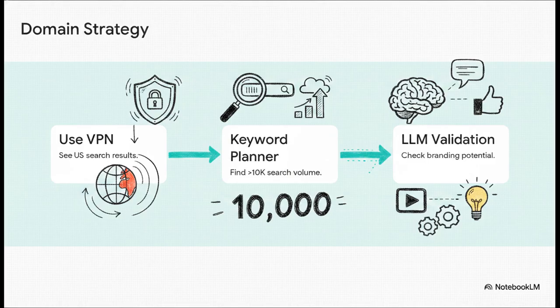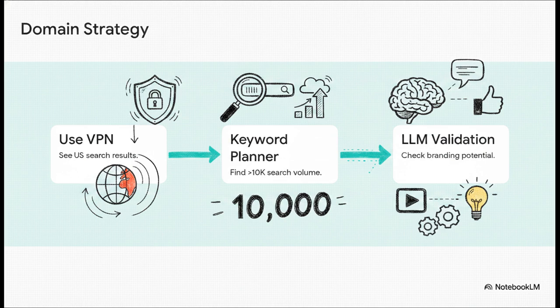Imagine building this mind-blowing AI app, and potential clients can literally never find it in search results. It's a complete ghost town. Escaping this takes a really precise 3-step SEO domain strategy. Step 1, mask your location by turning on a US VPN. This lets you see the exact search results your international clients are seeing, rather than your local ones.